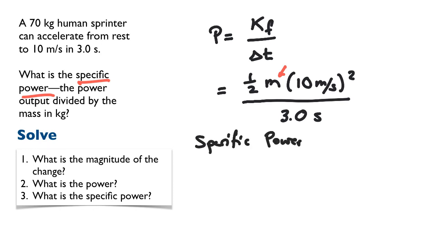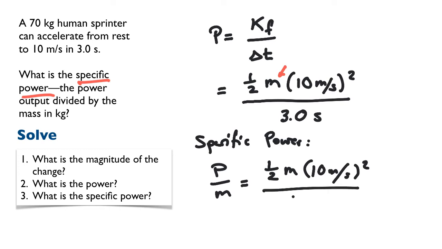So if I do specific power, the specific power is equal to the power divided by the mass, which is equal to 1/2 times m times (10 meters per second) squared divided by 3 seconds, but then I divide that also by the mass. And so I have a mass on the top, I have a mass on the bottom, the mass cancels, and I end up with a value for the power per kilogram of 17 watts per kilogram.